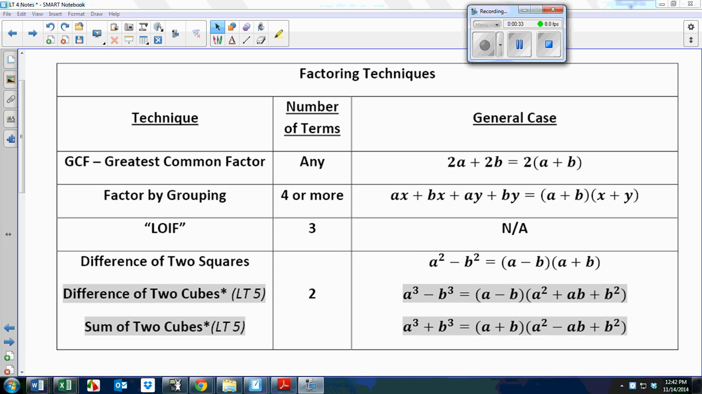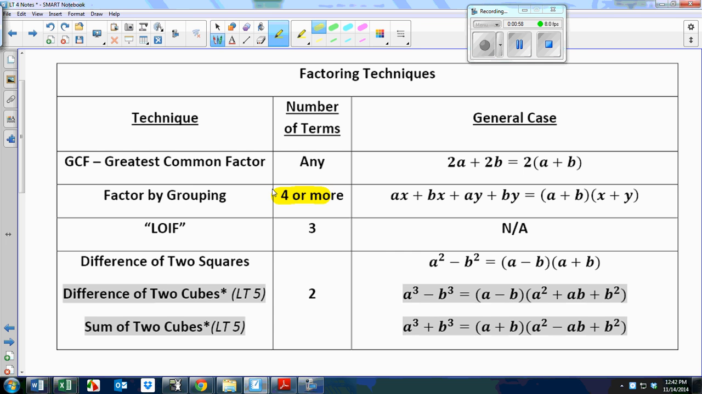Then you check how many terms there are, and if there are 3, you factor the trinomial. Now, I call it LOI, to make you think about FOIL backwards. If you want to find another method to factor a trinomial, Google the words factoring trinomials. If there are 4 terms, you factor using grouping. So 4 or more terms, factor using grouping. 3 terms, what I call LOI, but again, factor trinomials. Google that, and you can find other methods.